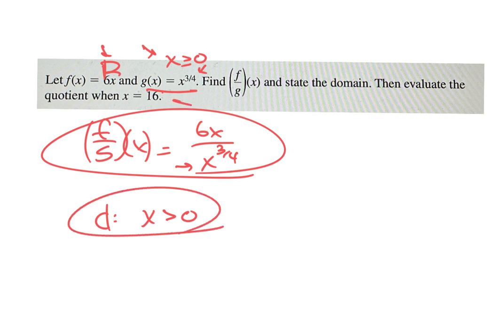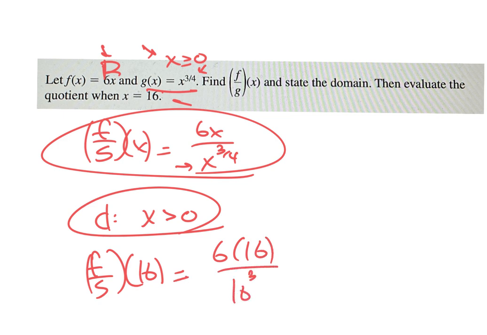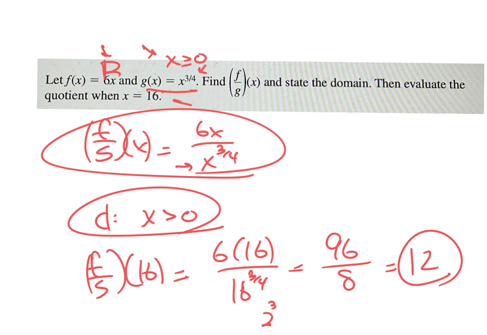All right, then it says let's plug in 16. So if I do f over g of 16, I'm going to plug a 16 into the x on the top and also a 16 into the x on the bottom. Now on the top, 6 times 16, everybody knows it's 96. On the bottom, bottom is a root, top is the power. The 4th root of 16 is 2. And it's to the third power. 2 to the third power is 8. So 96 over 8 would be, let's see, 10. I think that's 12. If I remember multiplication tables correctly, it's 12, which it is. All right. Not that bad.